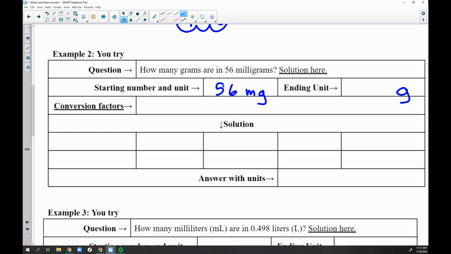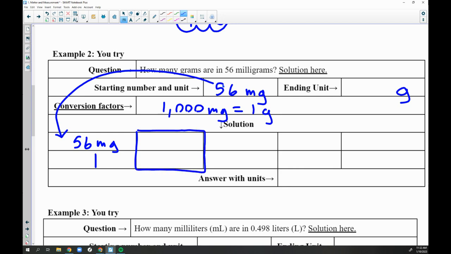The relationship between these two is 1,000 milligrams equals 1 gram. And I got that again from page 44. Not something you have to memorize. So as always, I'm going to put my starting number and unit down here, 56 milligrams. I can put that over 1 as a placeholder. And I'm going to multiply by my conversion factor here, which has a value of 1. And which number goes on the bottom, 1 or 1,000? 1,000. 1,000 in this case. Beautiful.